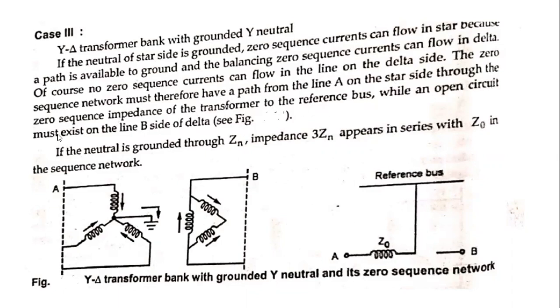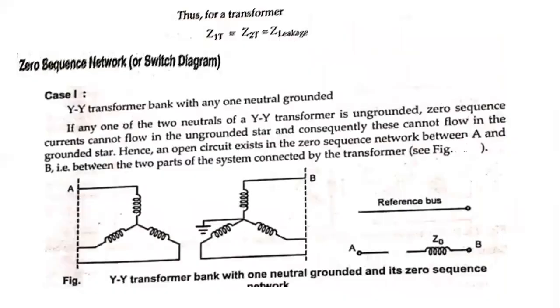While it must be open circuited on the line B side of the delta. Therefore, the B side of the delta is open circuited. Why? Because in that case A is also not grounded, so A will be ungrounded, then this will be open circuited and the B side will be grounded. Therefore, we represent it like this.